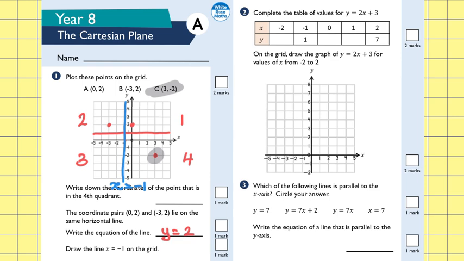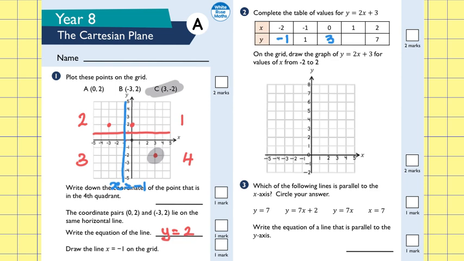Complete the table of values. y equals 2x plus 3. Well, that means take your x coordinate, multiply it by 2, and then add 3. So when x is -2, -2 times 2 is -4. Add 3, -4 add 3 is -1. When x is 0, 2 times 0 is 0, plus 3 is 3.